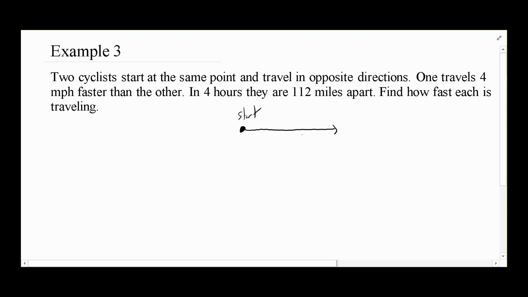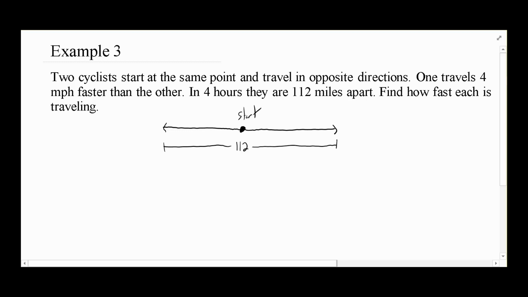They travel in opposite directions. And after 4 hours, they're 112 miles apart. Now, some important things to get out of this is we can first of all get a rough idea of how far each went. Now, we know that it's not exactly half because one's going faster than the other. So neither one of these are exactly 56. This isn't 56 miles and 56 miles.